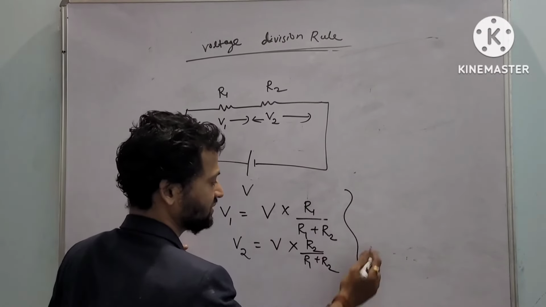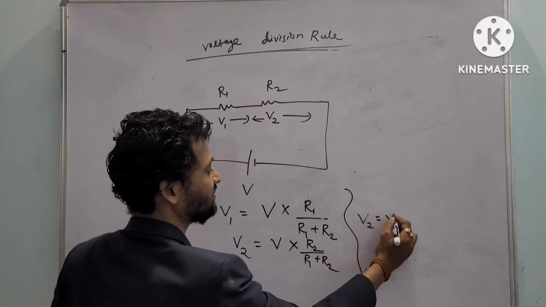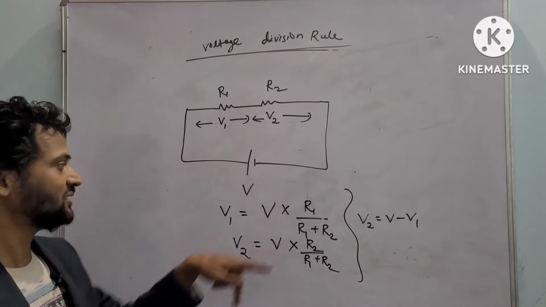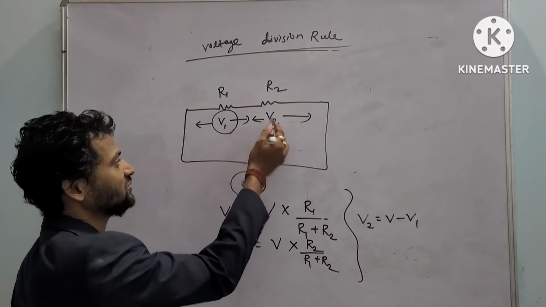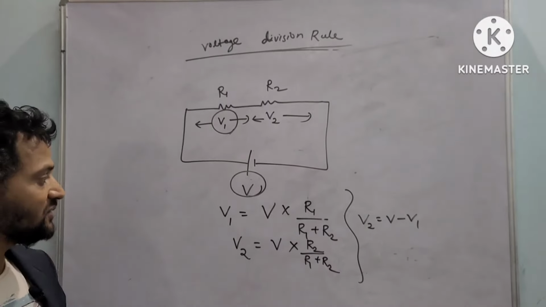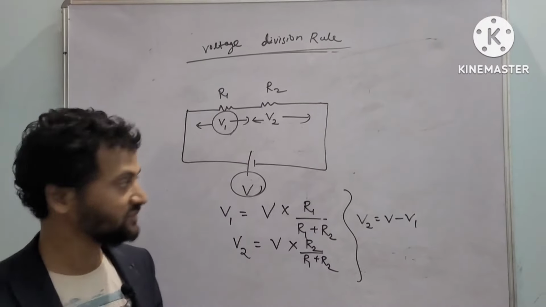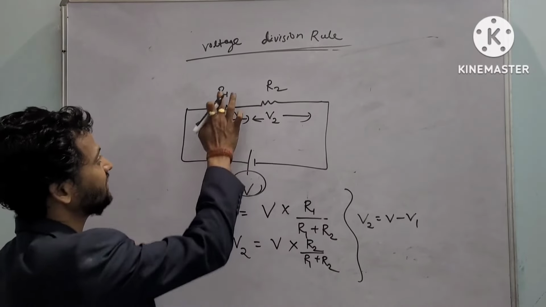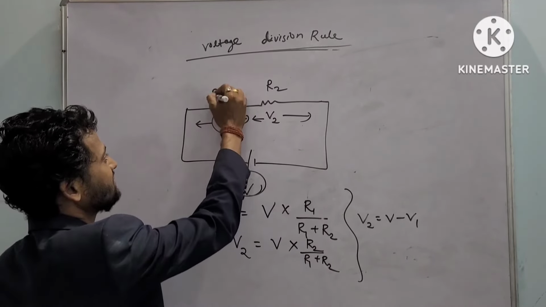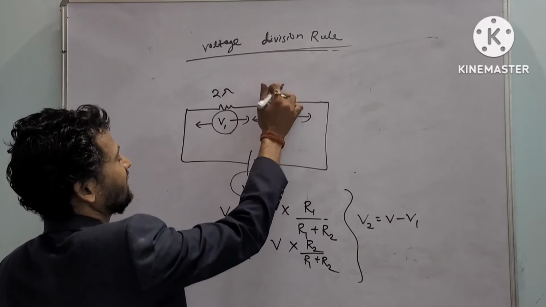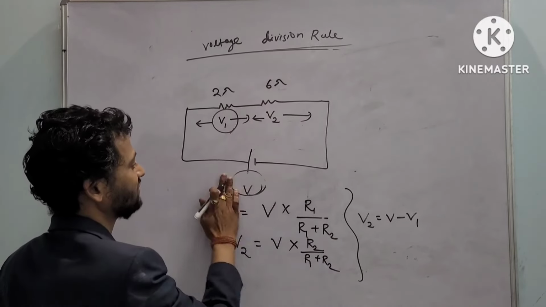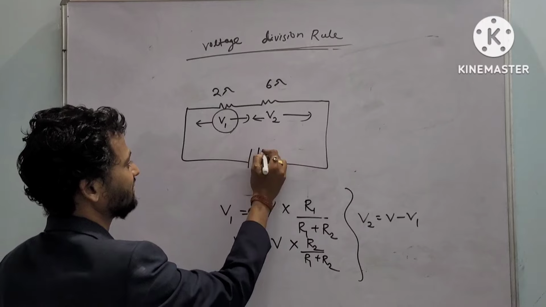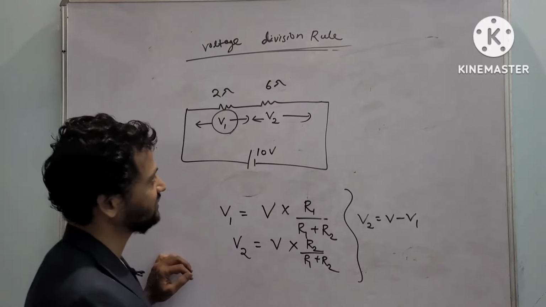Or else by KVL you can find out V2 will be V minus V1, or you apply KVL, supply voltage minus V1 will be V2. सो ये हो गया आपका वोल्टेज डिवीजन फॉर्मूला. ठीक है, लेट्स टेक एग्जांपल. लेट दिस रेजिस्टेंस इज 2 ohm and this one is like 6 ohm and this voltage is like, let it be 10 volt. यूज दैट फॉर्मूला.